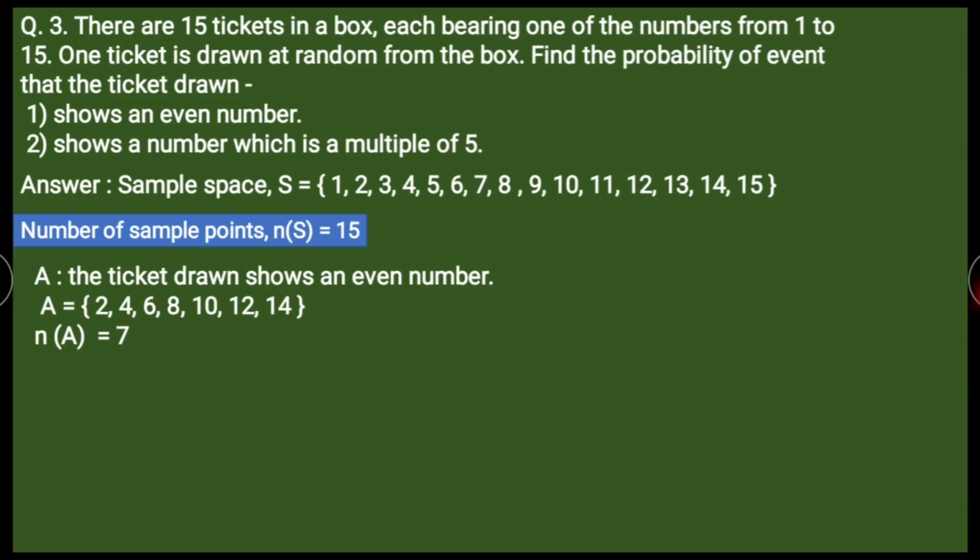So we use the formula P(A) equals n(A) upon n(S). So n(A) is 7, n(S) is 15. So the probability is 7 by 15.